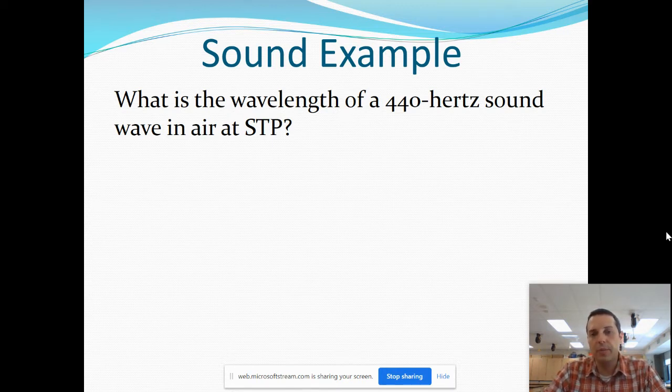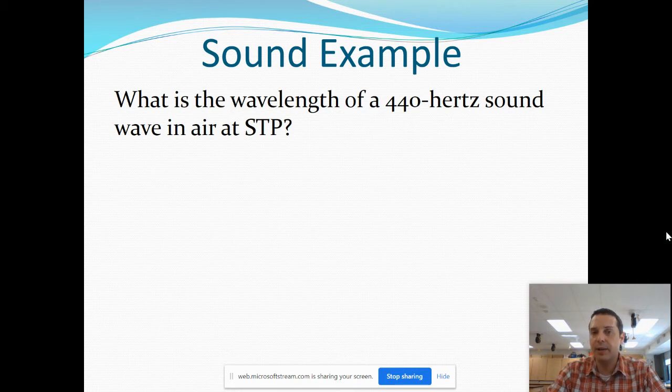What I want to know is what is the wavelength of a 440 hertz sound wave in air at STP. Now we know a couple of things. The frequency has been given to us, 440 hertz. And I also tell you that the air is at STP. That means that the velocity of the sound wave in air is going to be 331 meters per second.